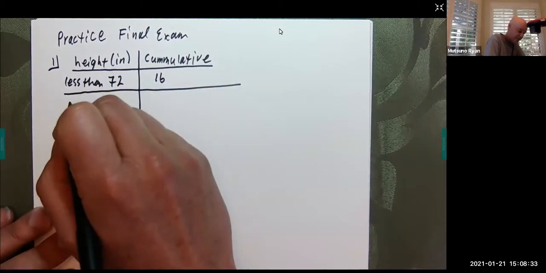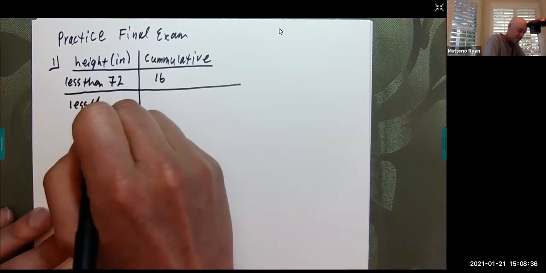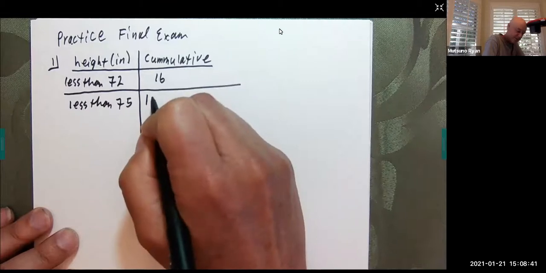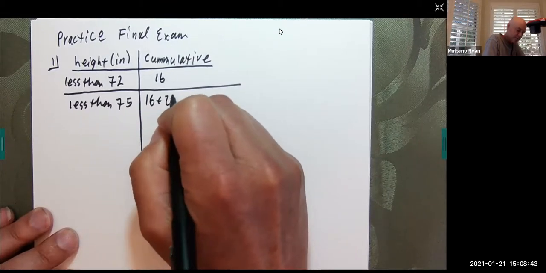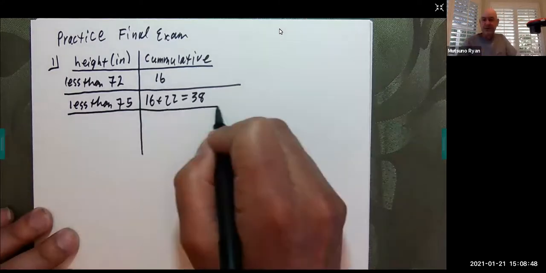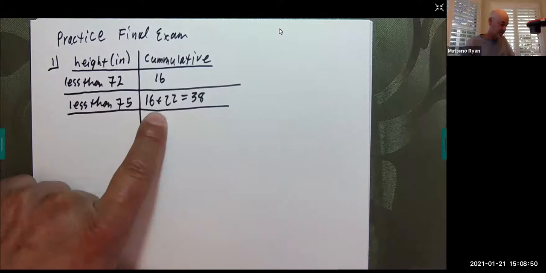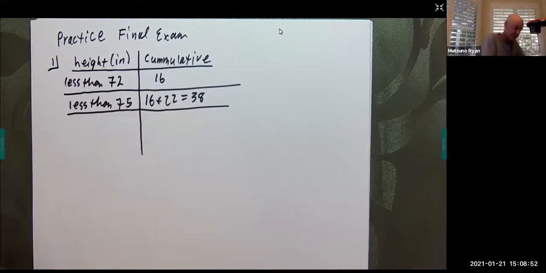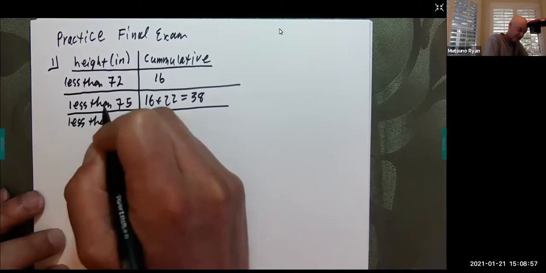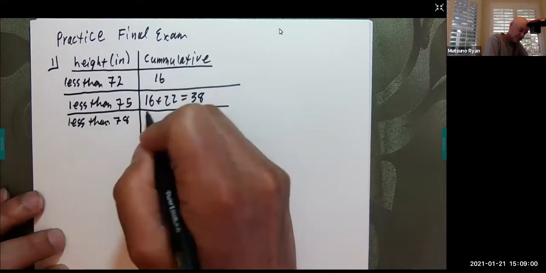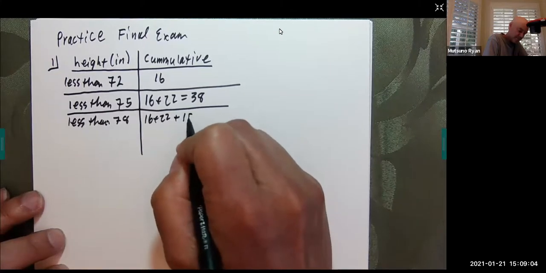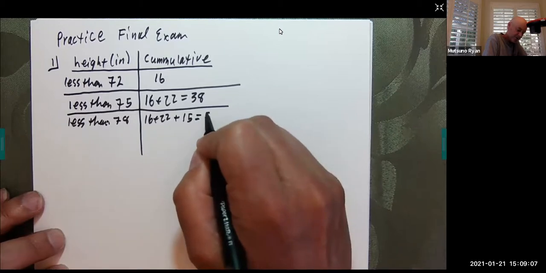Next up, less than 75. So that's going to be the 16 plus the 22, which is 38. You don't need to write the 16 plus 22 in if you don't want to. That's just me showing you how to get these numbers. Less than 78. It's going to be 16 plus 22 plus 15. That's going to be 53.